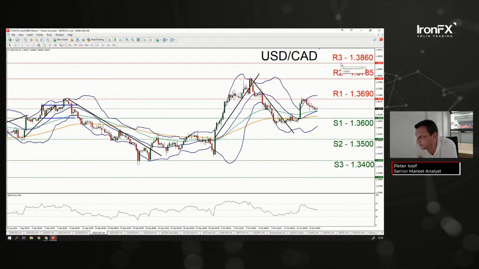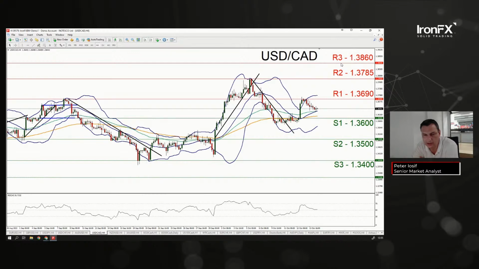So, given the inability of the pair to actually breach the R1 1.3690, at least breach it clearly and consistently, given also that the RSI indicator is actually running along the reading of 50, we tend to maintain a bias for the sideways motion to continue. But there has been a downward motion over the past, actually since Friday's American session. So some bearish tendencies may be present. For the time being, that does not seem to be the case.